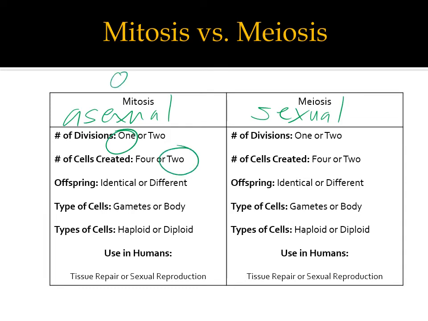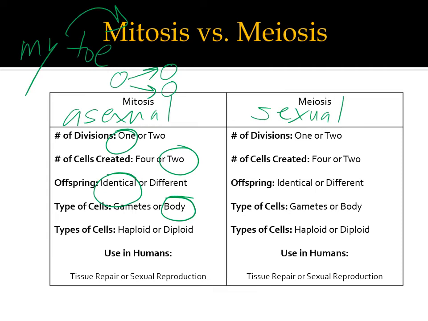We have 1 cell here, and it's just going to split off, make 2 identical copies. So right there again, identical copies. What kind of cells are these going to be? Well, this is when you're just making more of the same, more of the same, more of the same. So this is when you're going to make identical body cells. Remember, mito does mitosis. Mito, like a toe on your foot, does mitosis.